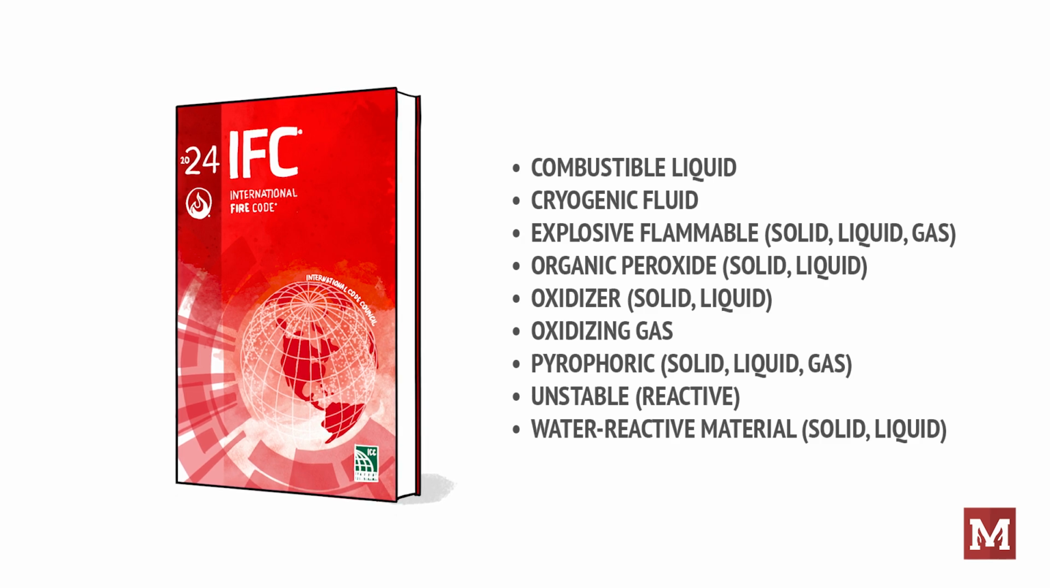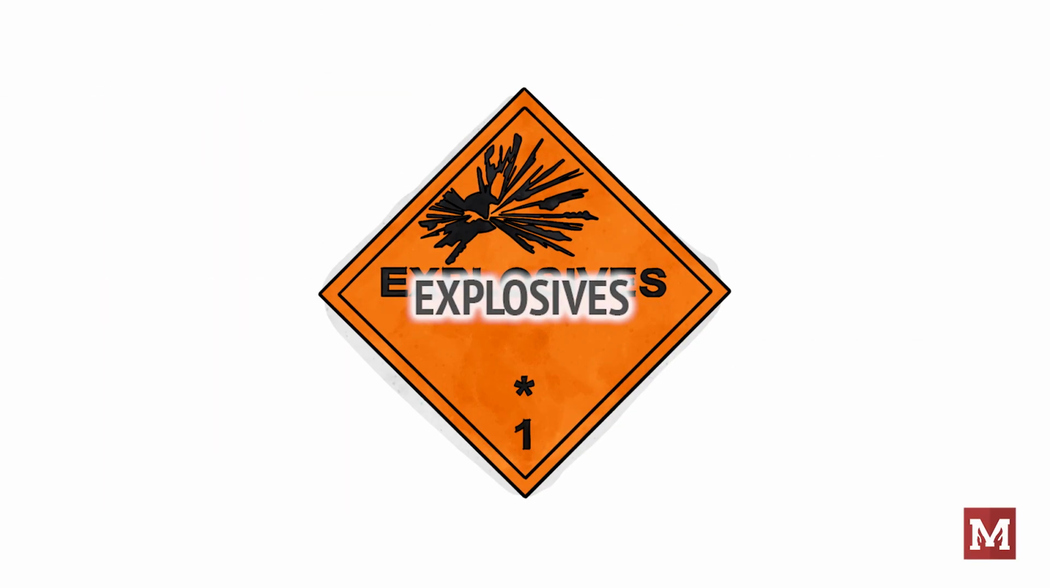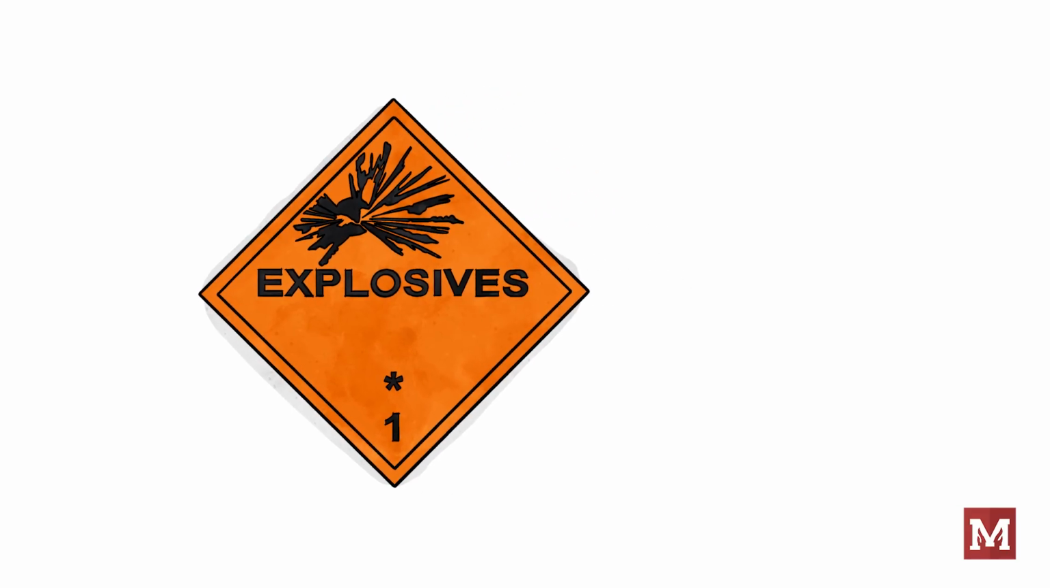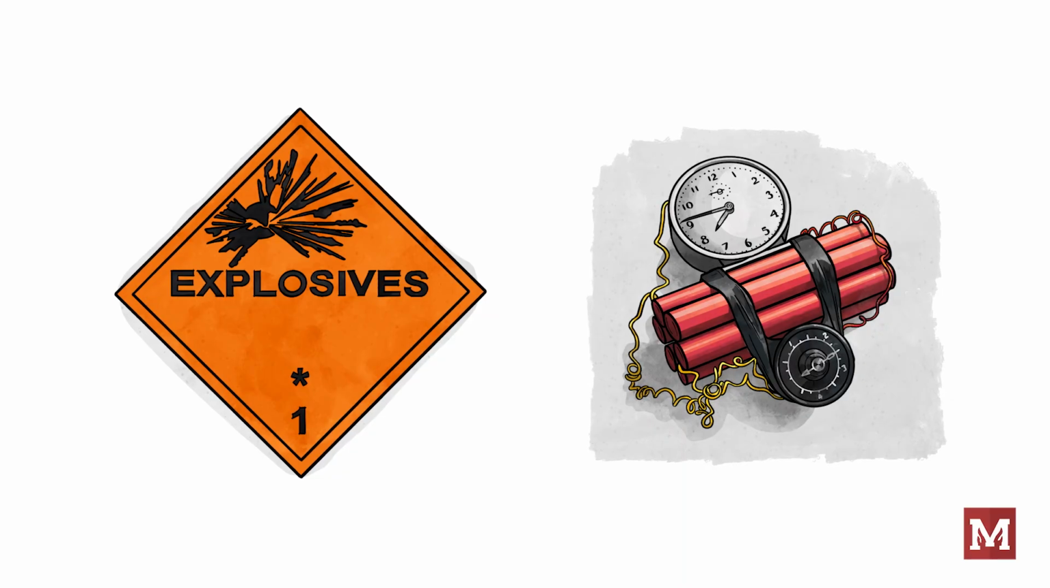The physical classifications of hazardous materials include the following. Explosives: these are materials that can undergo rapid decomposition or reaction, producing large volumes of gas and heat, resulting in a damaging pressure wave. TNT, dynamite, and ammunition are some examples of explosive materials.